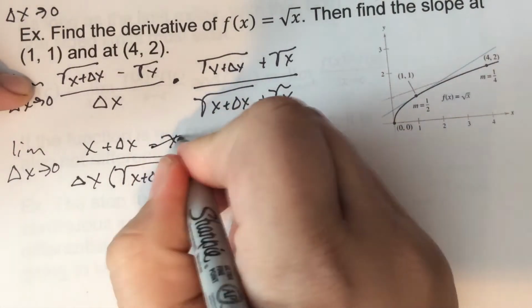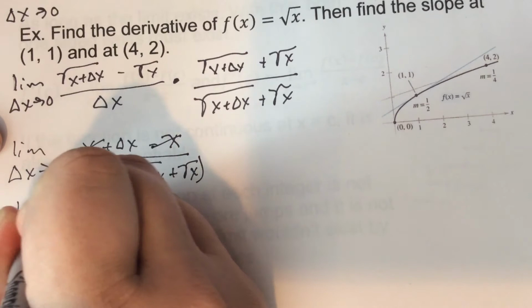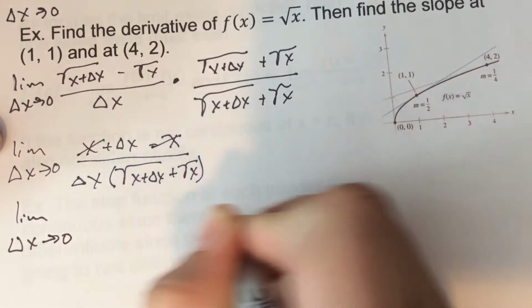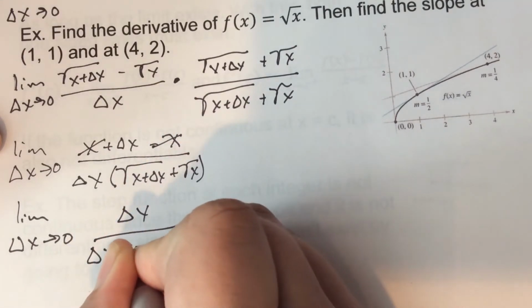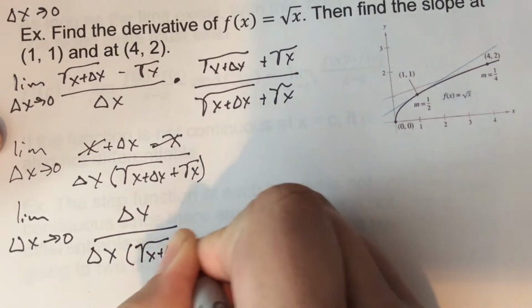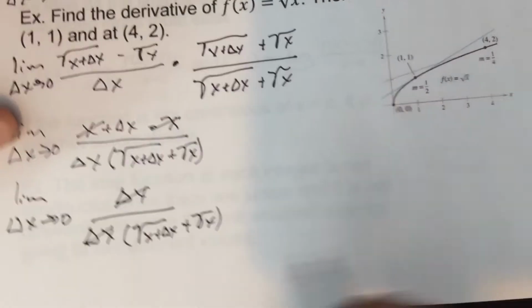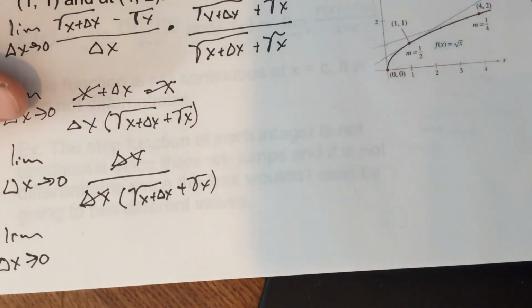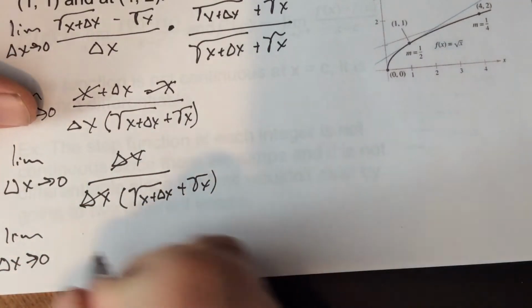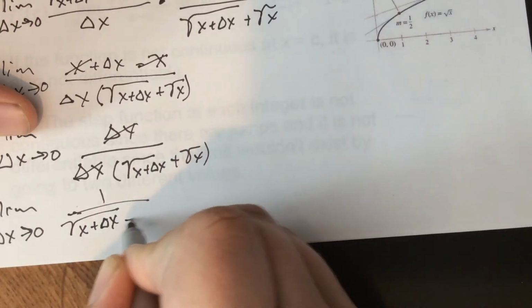So we can start canceling this. The x's are going to be gone. So we would have the limit as change of x goes to 0 of change of x over change of x times the square root of x plus change of x plus square root of x. So yeah, we can cancel more and get rid of these change of x's, leaving us with the limit as the change of x goes to 0 of 1 over square root of x plus change of x plus square root of x.